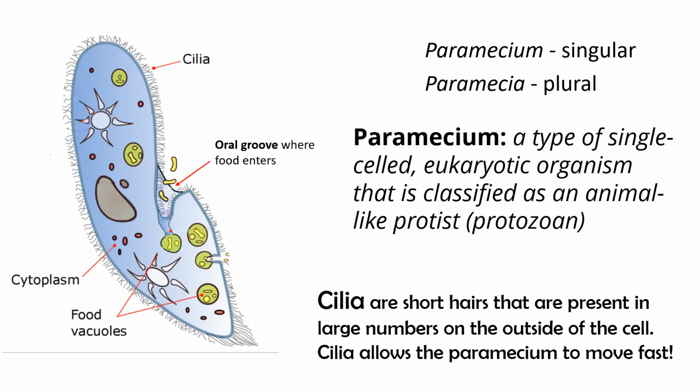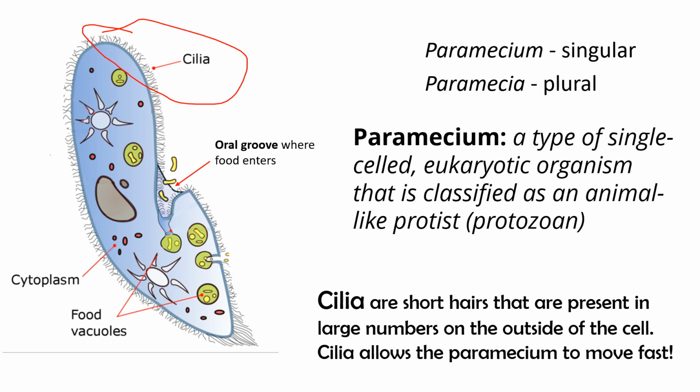All right, so looking at that Paramecium a little closer, this is, of course, an illustration, but you can see that cilia right here, the little bitty hairs. Remember that they look somewhat like the hairs that are on a bacteria cell. However, remember that those were called pili, and these are called cilia. So please make that distinction in your notes or in your mind. A Paramecium is, again, a type of single-celled eukaryotic organism that's classified as an animal-like protist.